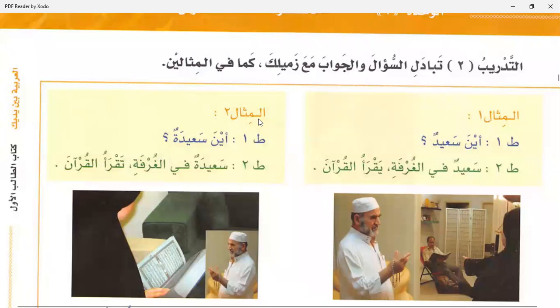السلام عليكم. وعليكم السلام ورحمة الله وبركاته. أين سعيد؟ سعيد في الغرفة يقرأ القرآن. أين سعدية؟ سعدية في الغرفة تقرأ القرآن. أوكي، مع السلامة. مع السلامة.